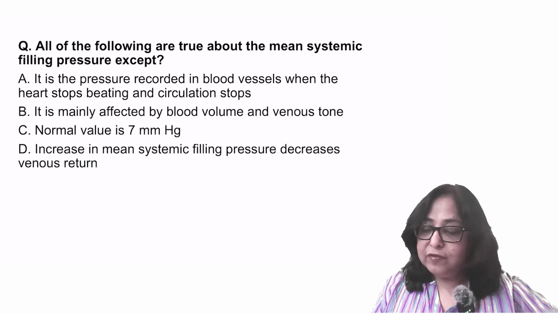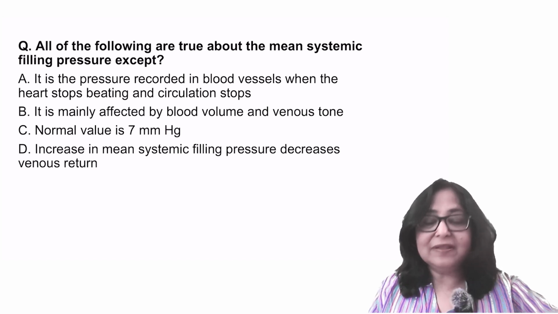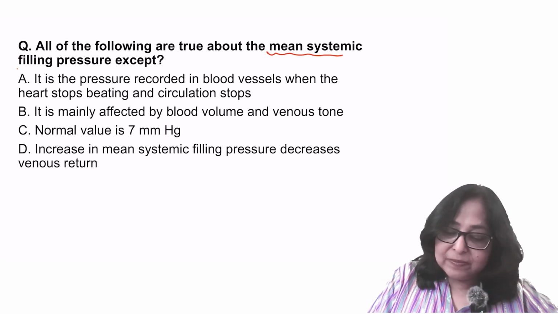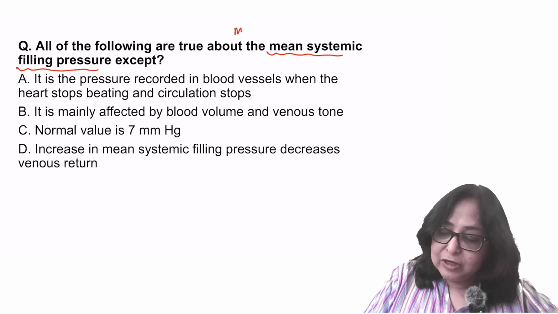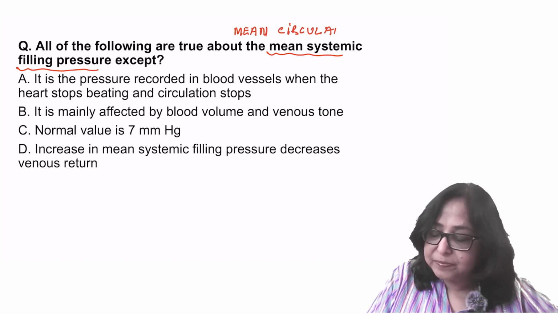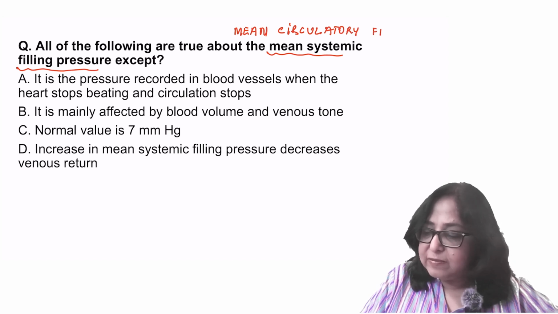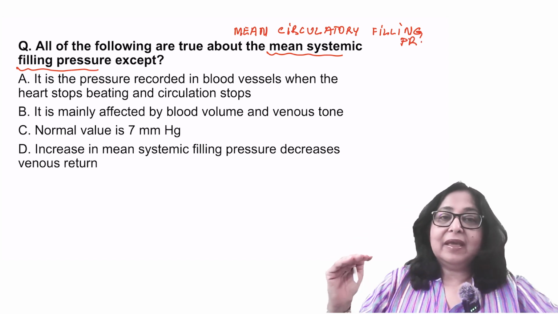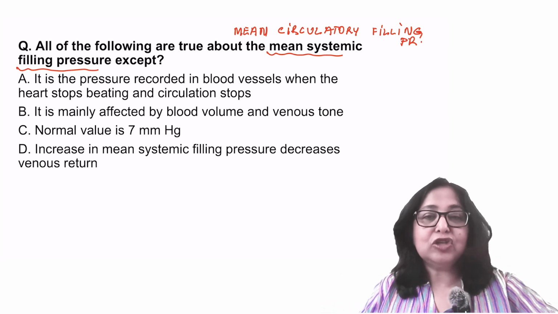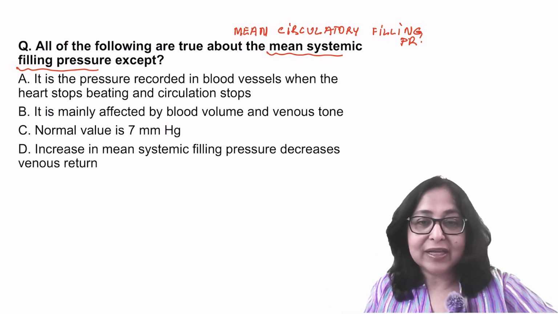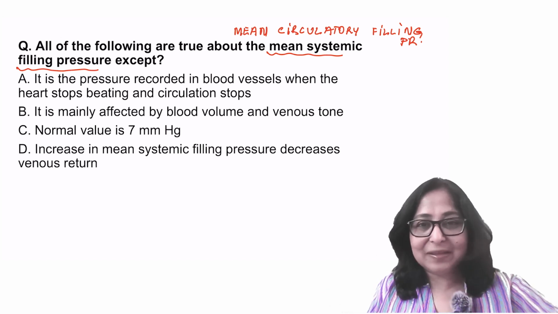Next, all of the following are true about the mean systemic filling pressure. Now, what is this mean systemic filling pressure? Mean systemic filling pressure and mean circulatory filling pressure. These two terms are sometimes used interchangeably. But mean systemic filling pressure is going to record the pressure in the systemic circulation, while circulatory filling pressure includes both systemic as well as pulmonary circulation. Mean systemic filling pressure excludes the pulmonary circulation.